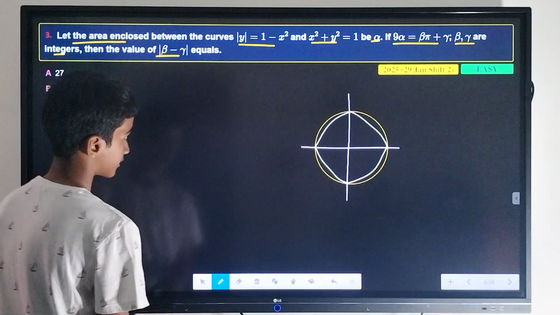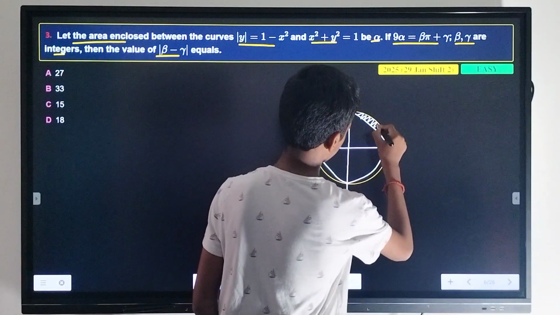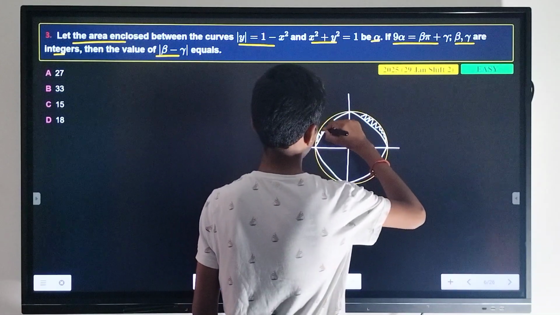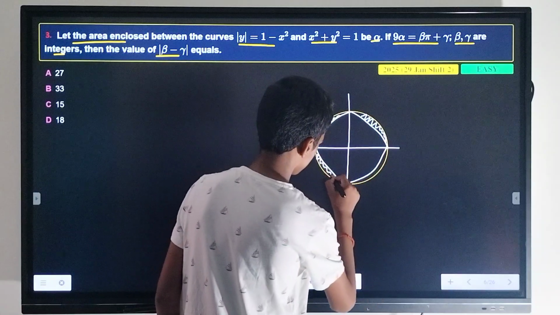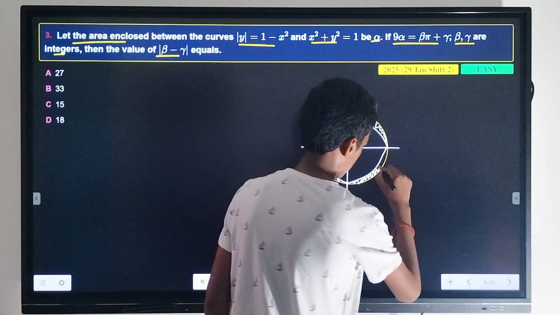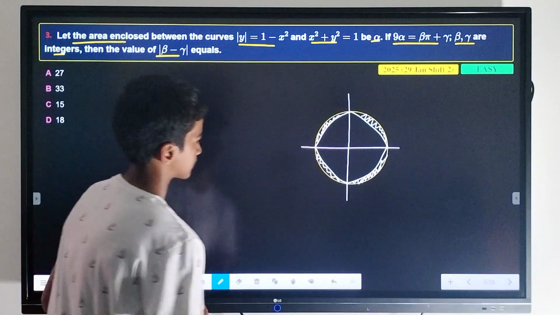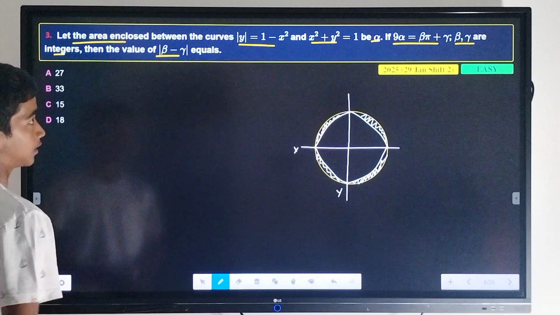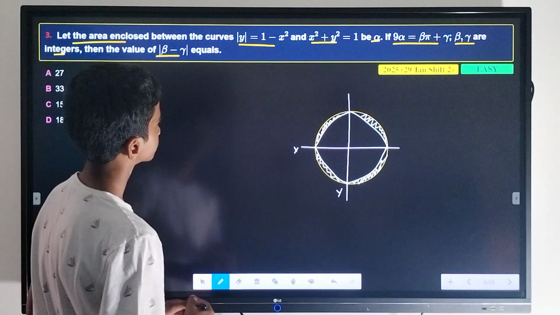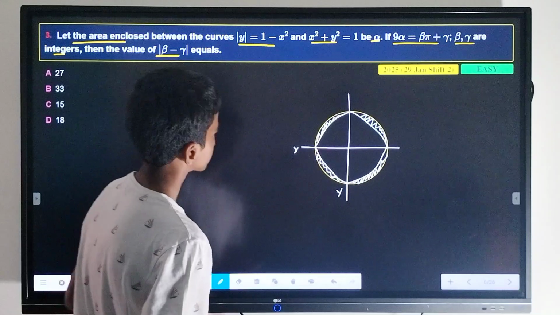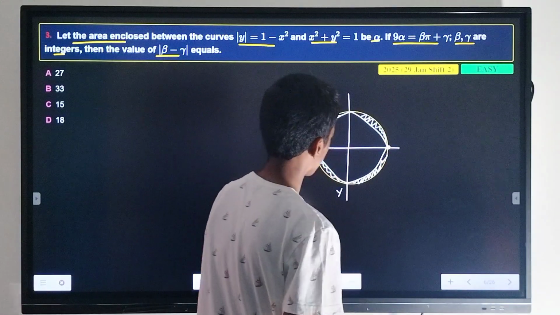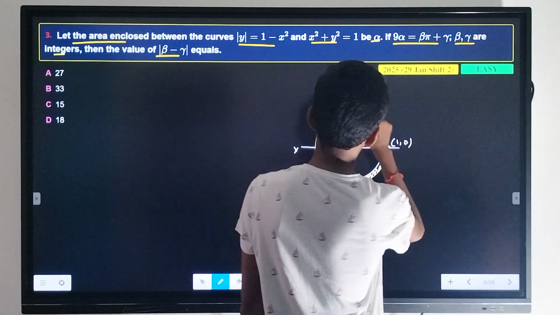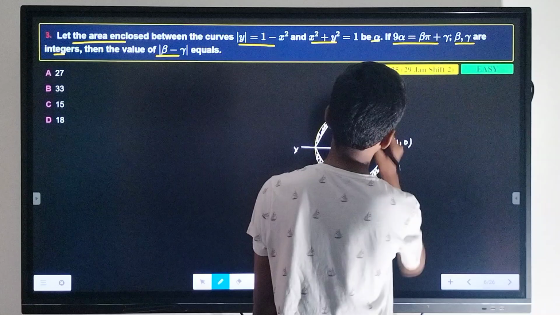So from here our required area of the region which we need to calculate is this region. So we need to calculate the area of the shaded region. This is y-axis, this is x-axis. Now, here we don't need to find the intersection points. We can clearly see it through the symmetry. This will be 1 comma 0 and this will be 0 comma 1.